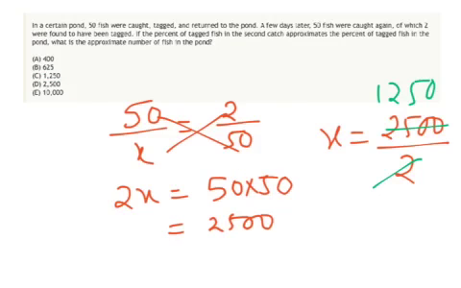Yes, let's do the same in the second method: 50 by x, the first trap is 50 and in the second, 2 are marked out of 50. 50 by x equal to 2 by 50, and 2x equal to 50 into 50, that means 2500. So x equal to 2500 by 2. Then we got the answer here, 1250.